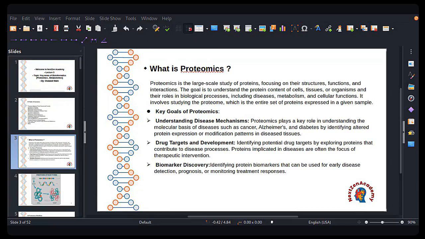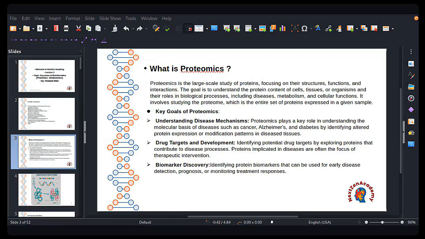So now we are switching to proteomics, right? Have you guys ever heard this term proteome, and what does it mean? See, the study of the proteome is proteomics. Now you have to tell me what is proteome. See, protein plus genome forms proteome. All the proteins present in a cell or in a tissue or in any organism is the proteome.